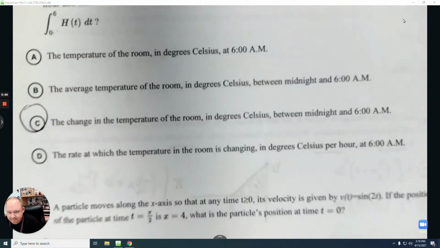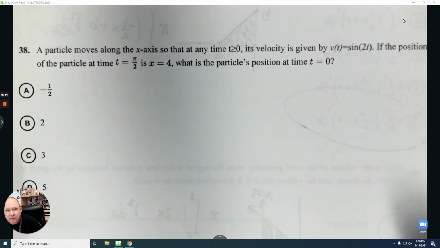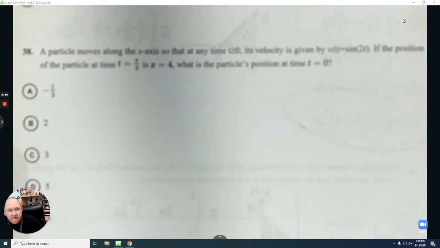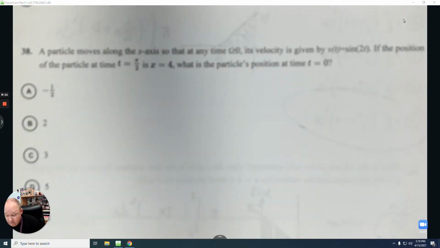Number 38, a particle moves along the x-axis so that at any time t greater than or equal to 0, its velocity is given by that equation. So it's v of t equals sine 2t. If the position of the particle at time t equals pi over 2 is x equals 4, what's the particle's position? And we're just going to break it down one part at a time.